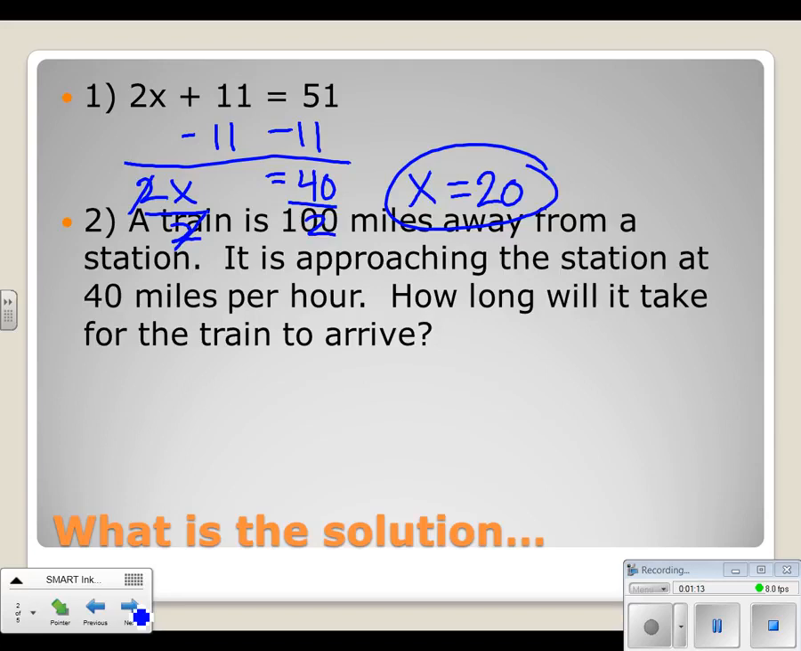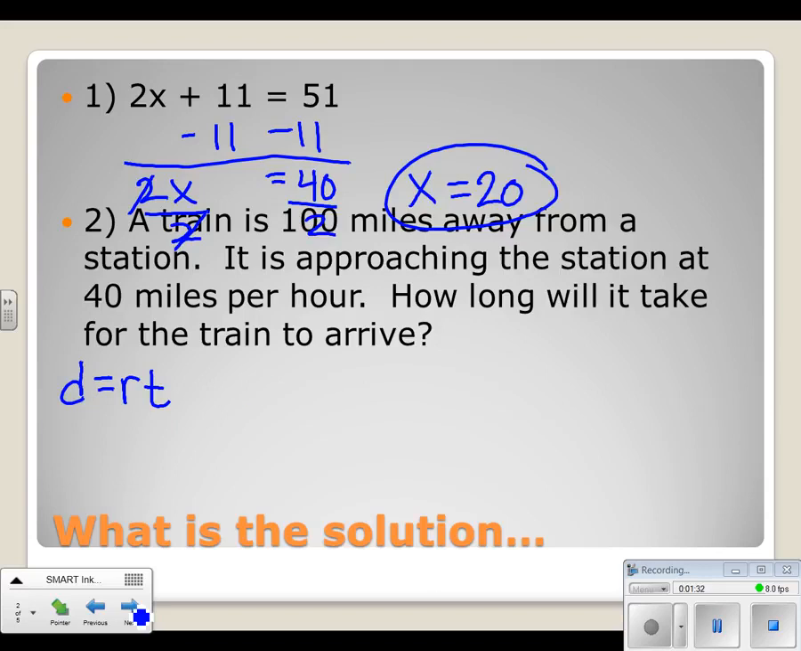It says a train is 100 miles away from a station. It is approaching the station at 40 miles per hour. How long will it take for the train to arrive? Here is a formula that I'd like you to remember. Distance equals rate times time.